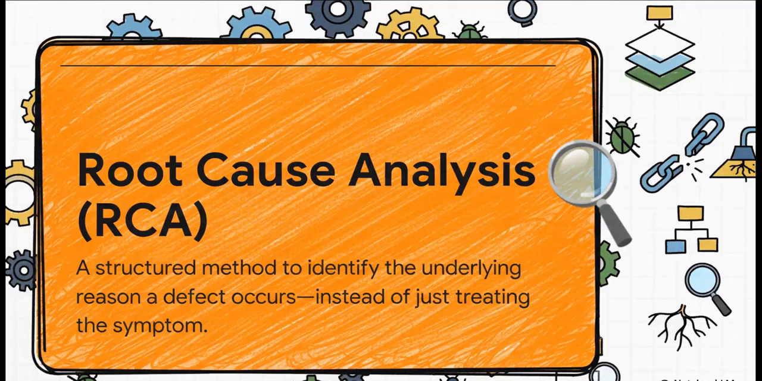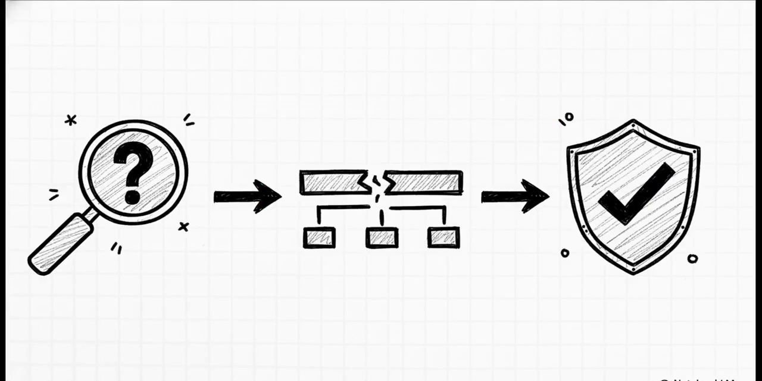Now, the key word in this definition is structured. RCA isn't just winging it or making educated guesses. Not at all. It's a systematic, evidence-based process for digging way past the obvious surface-level problem to find that foundational crack that allowed the issue to happen. So for a tester, the whole process really boils down to this path. First, you investigate why the specific thing happened. Then you zoom out and you uncover what process was broken that even allowed it to happen. And finally, this is the best part, you define how to build a shield, a permanent fix, to make sure it can never, ever happen again.